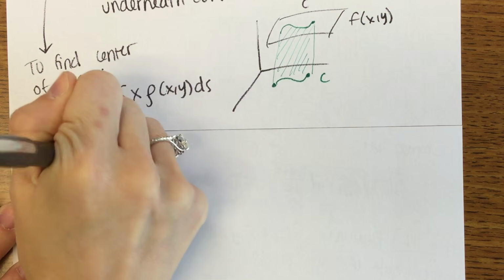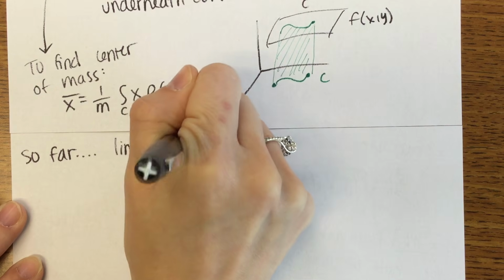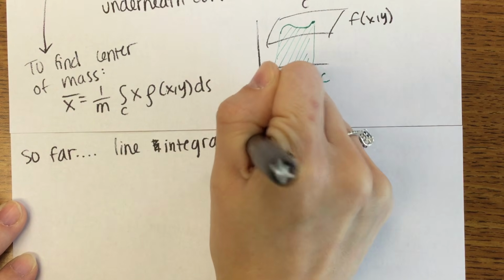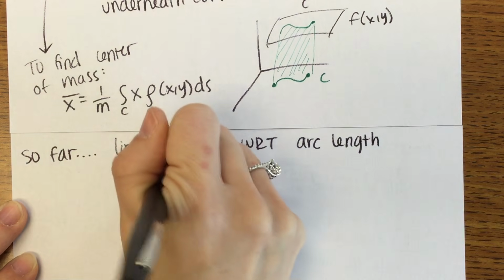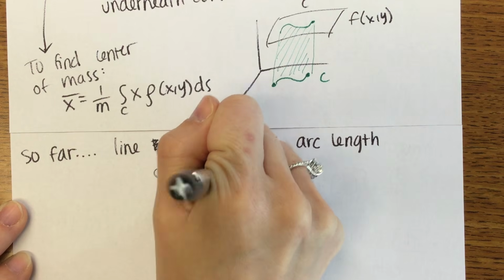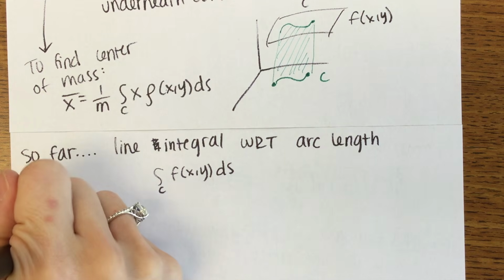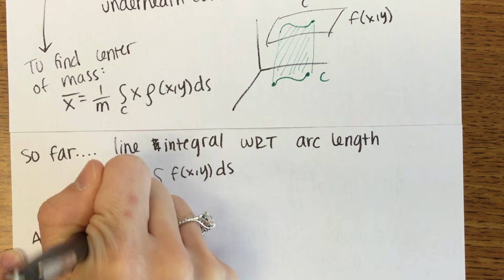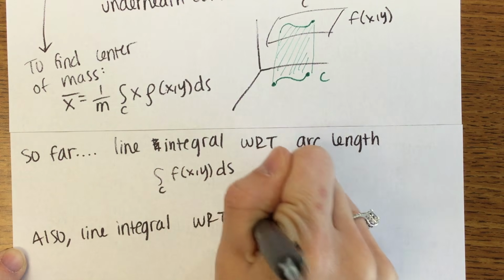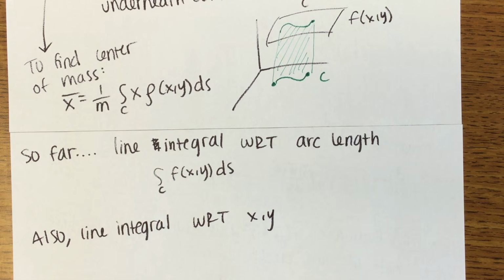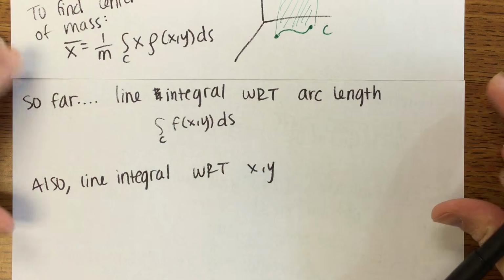Okay, so far, here's what we've done. We've talked about a line integral with respect to arc length. And that looked like this. What I told you we were going to introduce is a line integral, this time with respect to x and y. So they're going to look very similar, so you're going to have to pay attention.